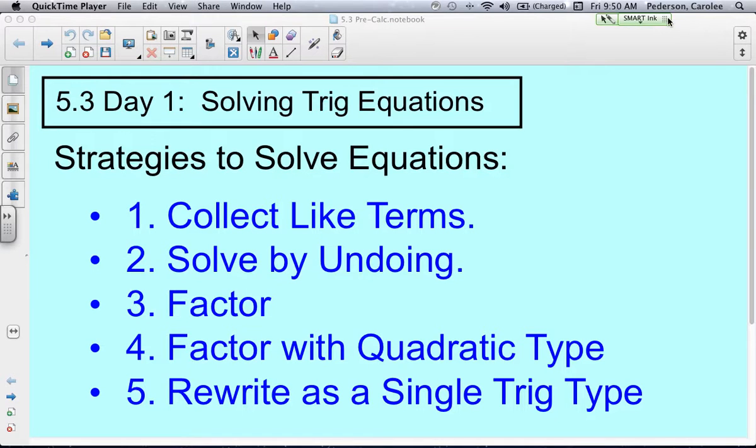This is 5.3 day 1, solving trig equations. You don't need to write this first slide down.